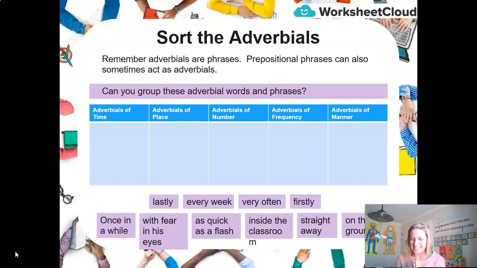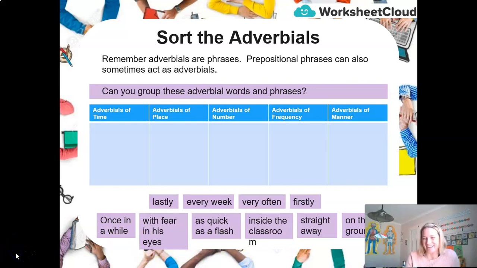So let's test how much you now know. Above on the screen, I have got a table: time, place, number, frequency, manner. And then I have some adverbs and some adverbials, because obviously I've got phrases. I do apologize, the M of my classroom has dropped down for some reason, but you have to see if you can sort them. They are all adverbs or adverbials, but what type are they? Okay, pause the video and have a go.